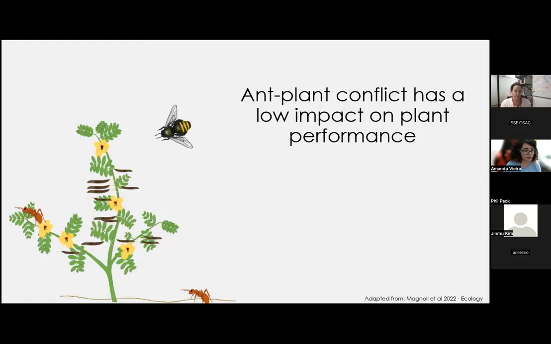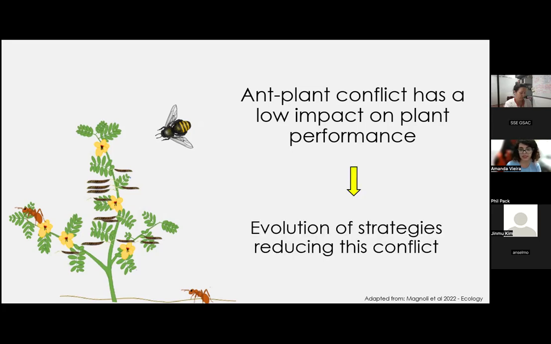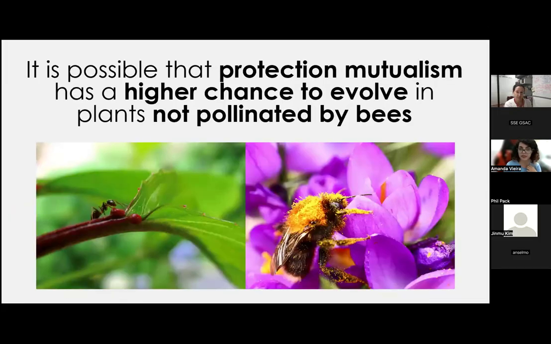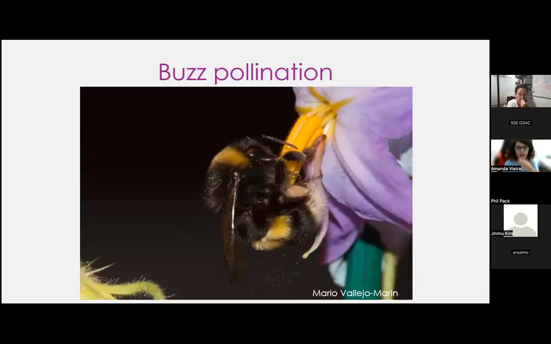So this conflict between ants and bees, we saw low impact on plant performance, actually. And this could have been because of the evolution of strategies reducing this conflict. One strategy that could reduce these conflicts, for instance, is the rise of plant protection mutualisms on plants not pollinated by bees. And which plants are pollinated by bees? So we are working with buzz-pollinated plants.